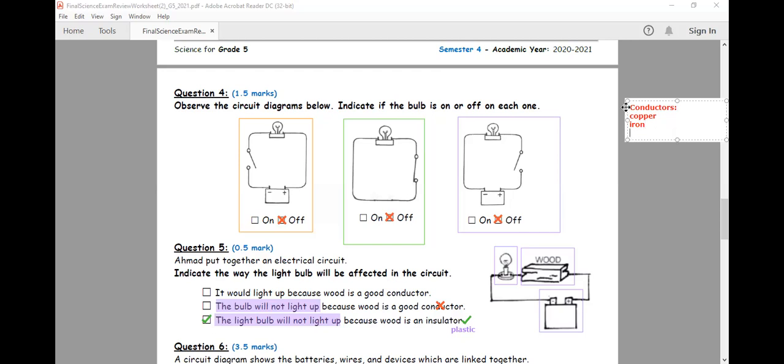Plastic. No, plastic is not a conductor. That's later. I thought we needed to give you an insulator.